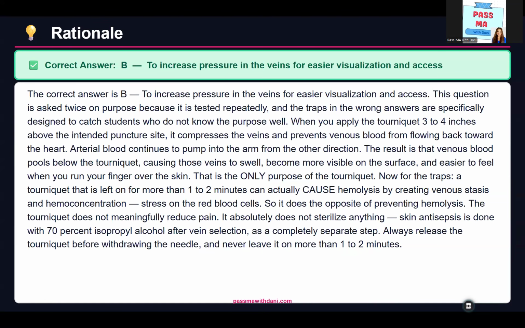The reason that you see things tested repeatedly that I want to review is that I want you to avoid traps in the wrong answers. They set these to specifically catch students who do not know the purpose well or who don't use their critical thinking, right? Like, oh, I saw this question 10 questions back, maybe that one was wrong. No, guys, 9 times out of 10, your first choice is right. Trust yourself and trust your instincts.